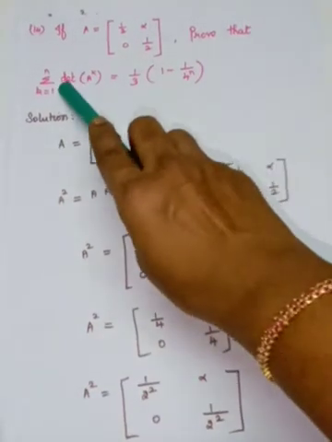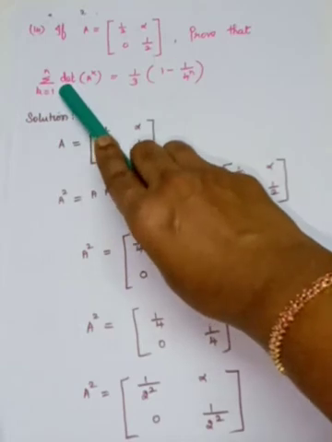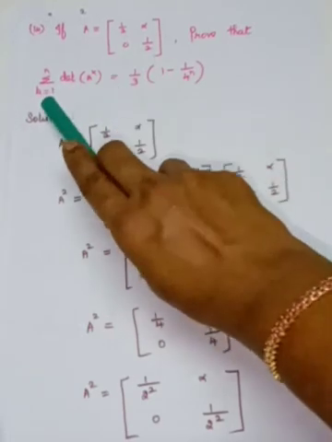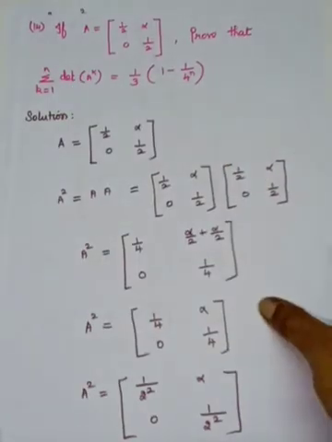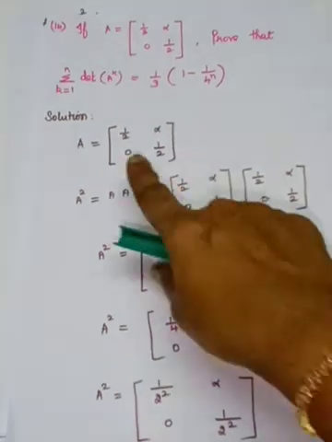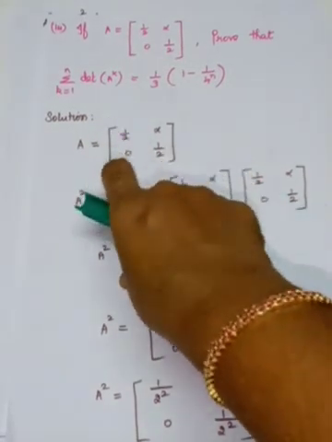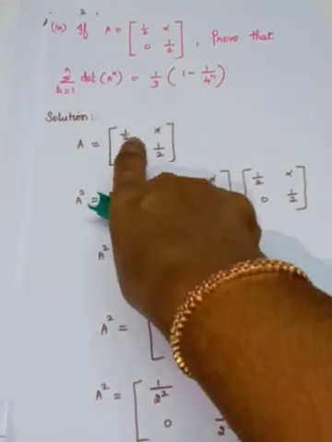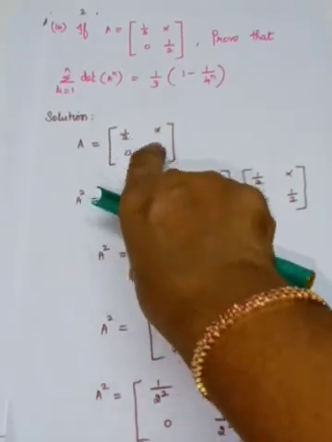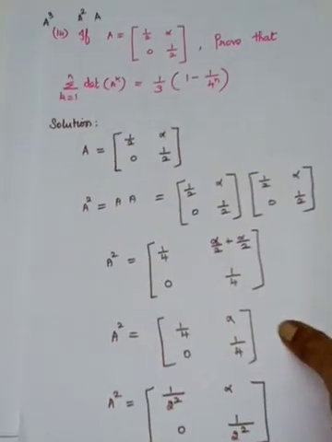You see now, here it is asked the summation of the determinant a power k. So you are going to find determinant a first. Okay, what is determinant a? The entries have to be written within the vertical lines and you have to cross multiply this. 1 by 2 into 1 by 2 is 1 by 4.